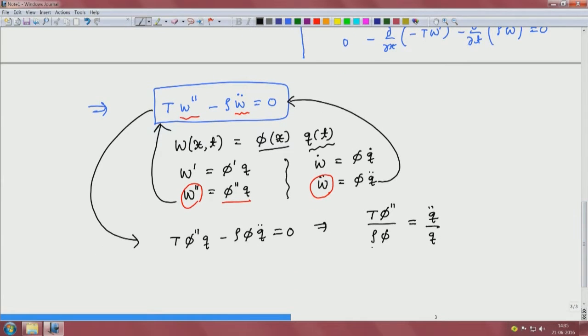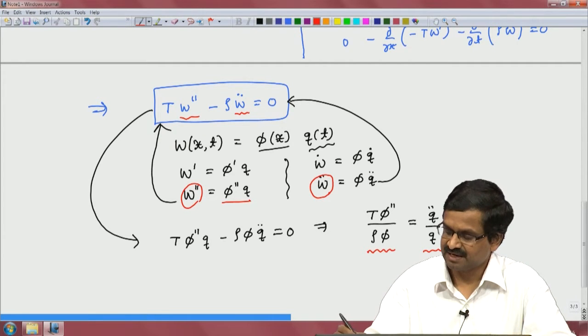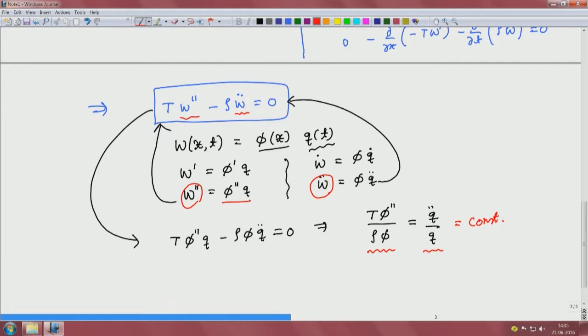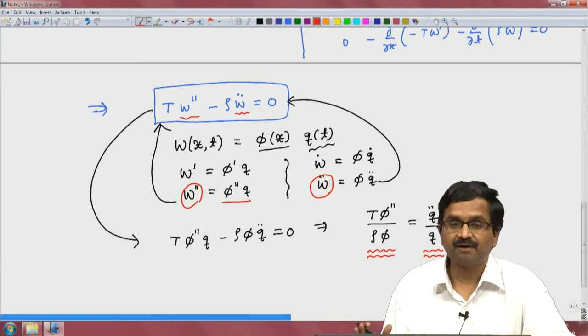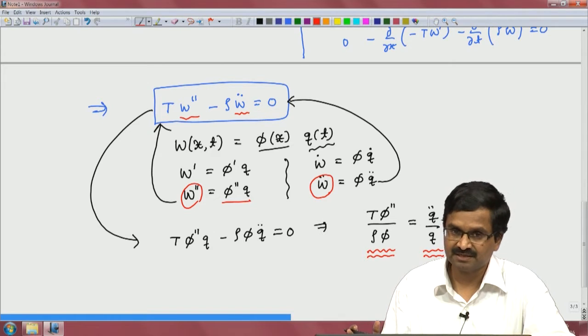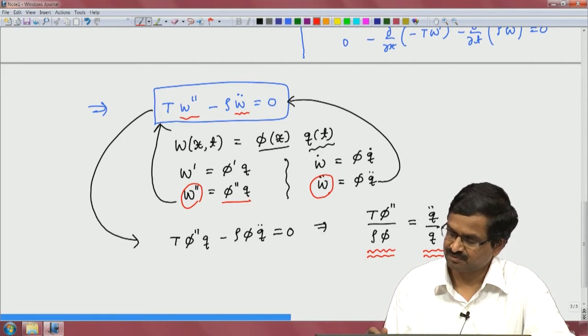If you look at this particular thing, it varies with x, this particular thing varies with time, but both are equal. What this means is that this must be equal to some constant, because the left hand side is dependent on space, the right hand side is dependent on time, and they are equal. That means that whatever quantity they are equal to cannot vary with space, that is x, and cannot vary with time, that is t. So that is what we have.